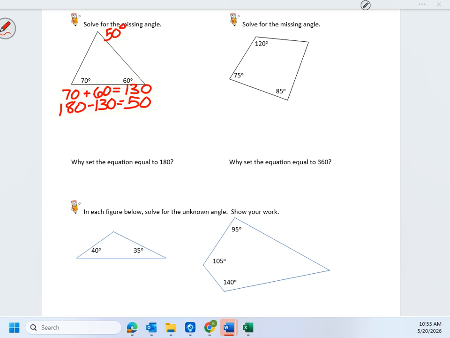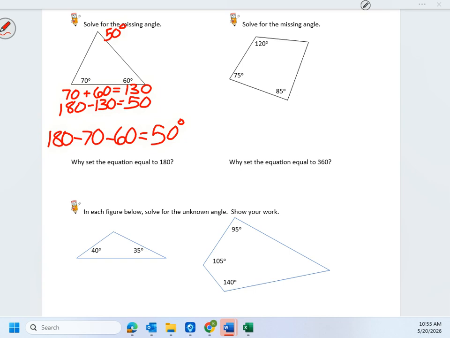My brain just automatically goes a different way. So when I look at this, I say, well, I know there's 180 total, and I'm just going to subtract 70 and subtract 60 from that 180, and I'm going to be left with 50 degrees. Do we get the same answer? Yep. Doesn't matter which way you do it? No. What matters is you're getting the same answer, right?